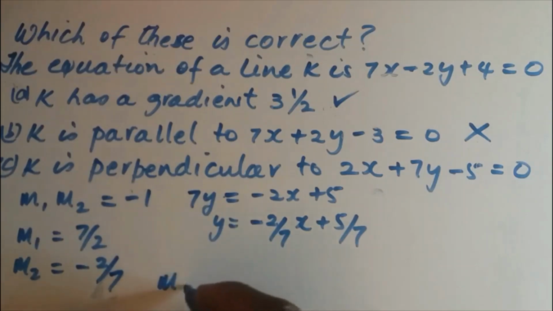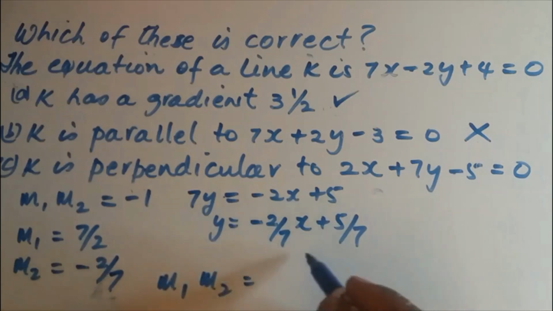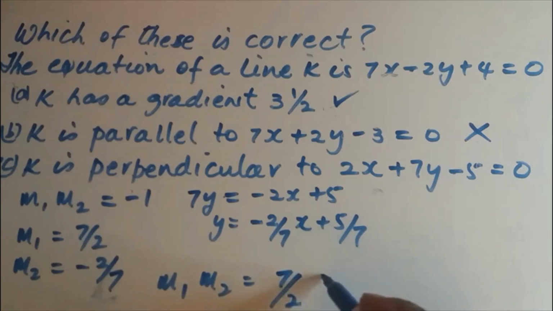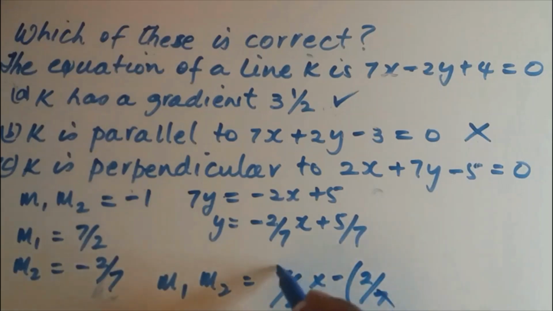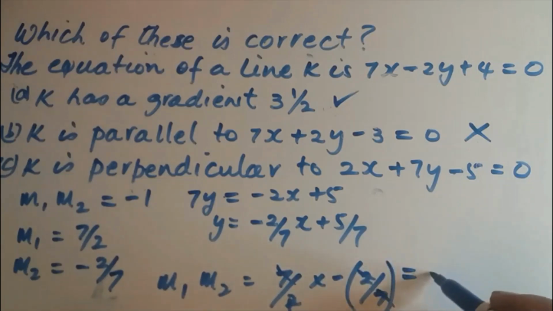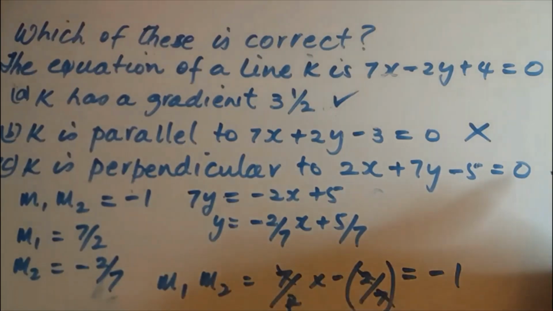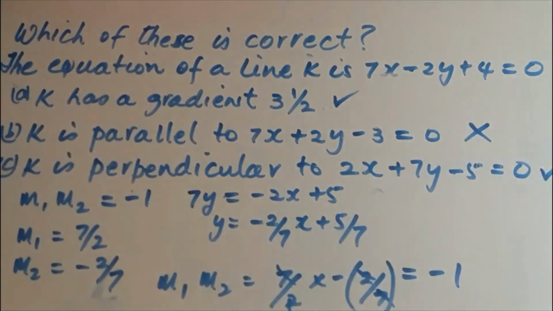So the product m1 m2 is equal to 7/2 times -2/7. It cancels out to give us -1. So k is indeed perpendicular to 2x add 7y minus 5. So the statement is correct.